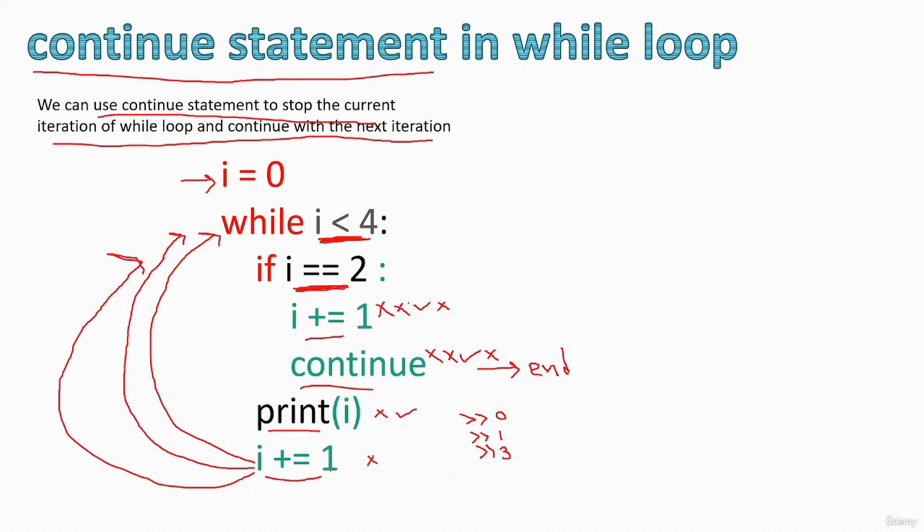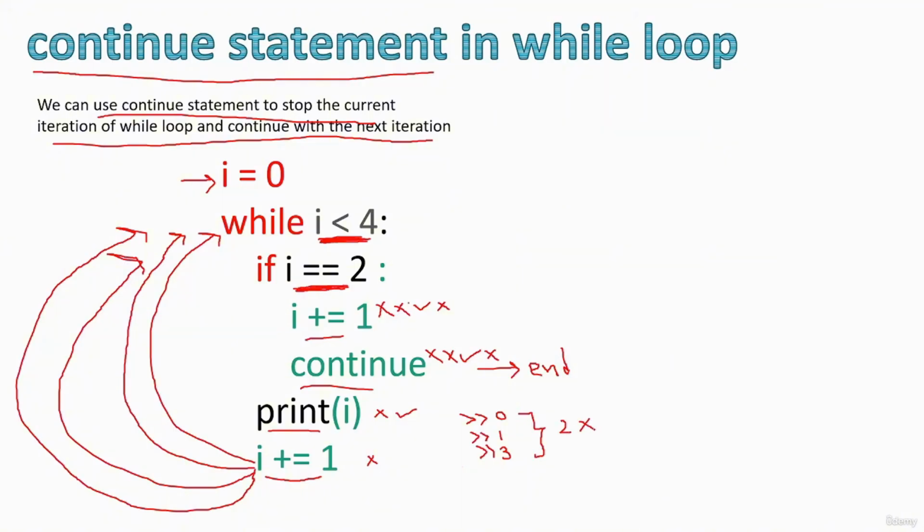It will add 1 to the I. Now I is equal to 4. Again it will go to the beginning. Now I is equal to 4. This time this condition is false, so the while loop will be terminated. So you can see in the output 2 has been skipped.